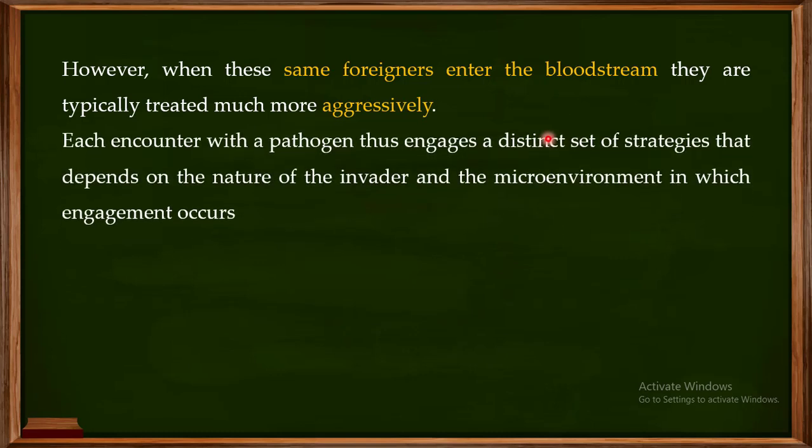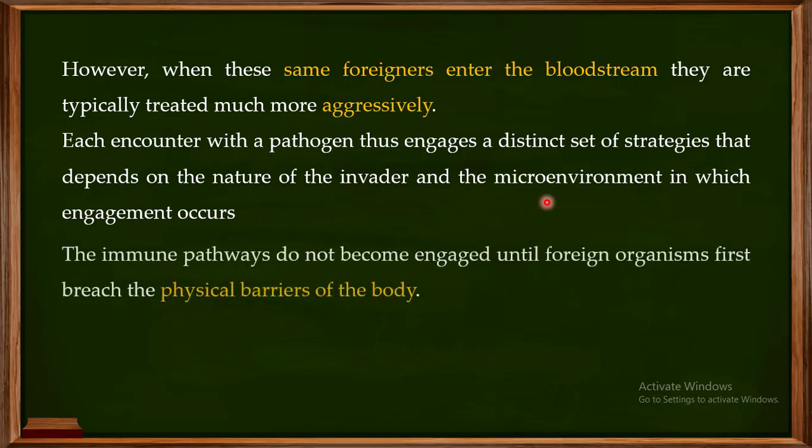Now, each encounter with a pathogen engages a distinct set of strategies that depend on the nature of the invader and the microenvironment in which the engagement occurs. So these are the two important things to keep in mind: when you talk about the immunological encounter with a pathogen, it depends on the nature of the invader and the microenvironment in which the pathogen and the immune system are engaging each other.